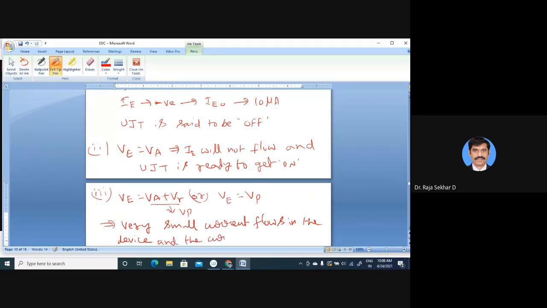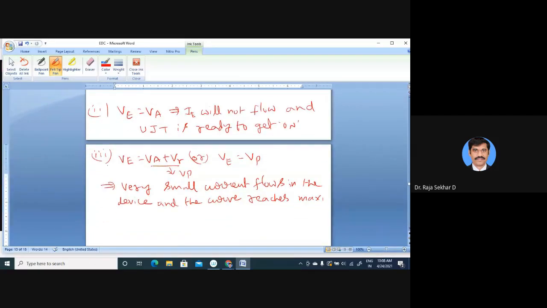And the curve reaches maximum voltage or peak point. I will dot the curve later. That is y-axis, peak point Vp. So when V is equal to Vp, a small current flows.